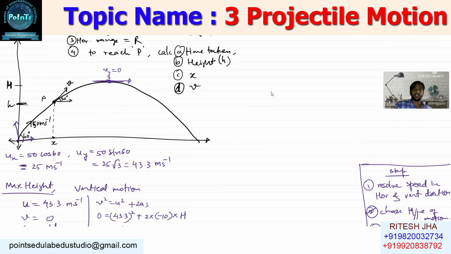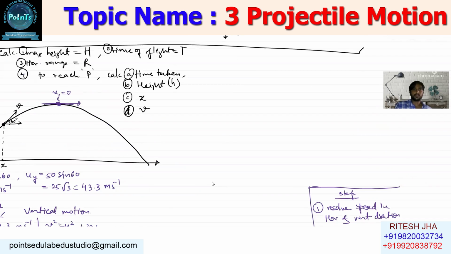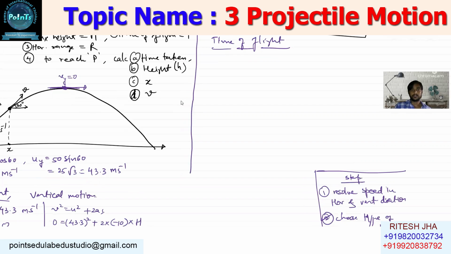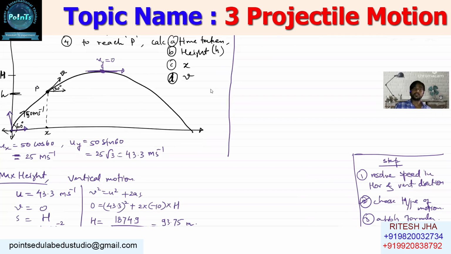Next is the time of flight. The total time taken. For that, I can consider the horizontal motion or the vertical motion. When we consider the horizontal motion, the formula that we have is distance equals speed into time. That's the only formula we have, right? Now, are you given the horizontal distance over here? No, we're not given the horizontal distance. So we cannot use the formula distance equals speed into time. So we have to consider the vertical motion.